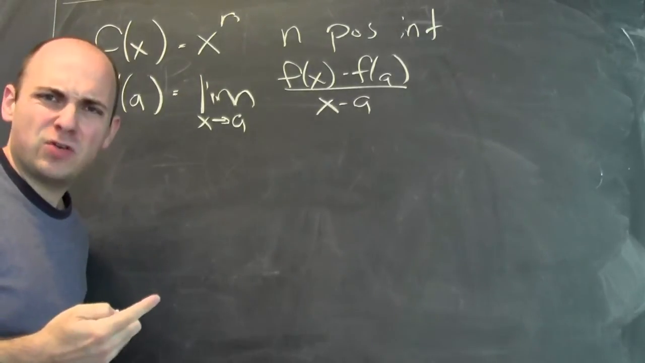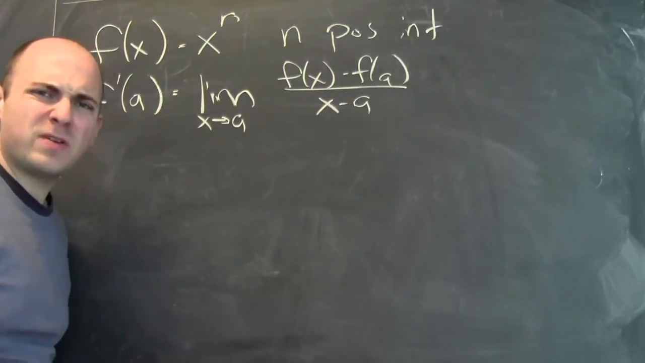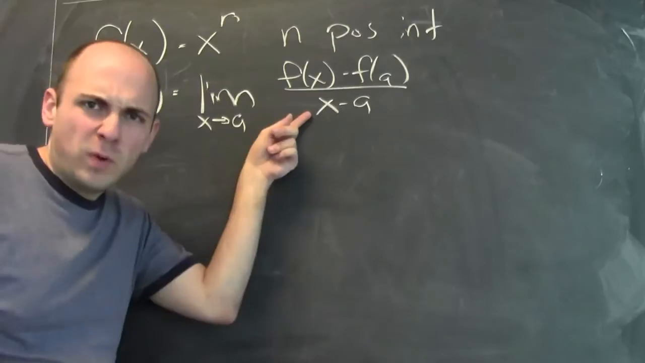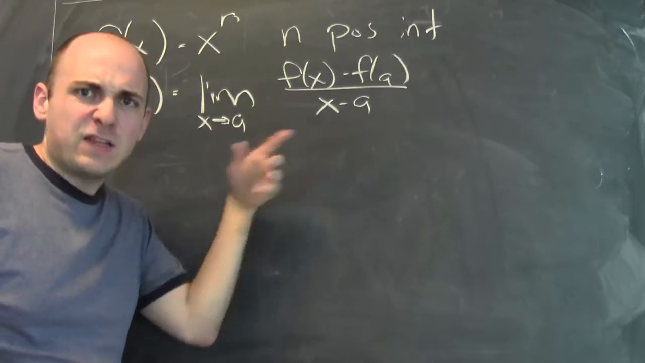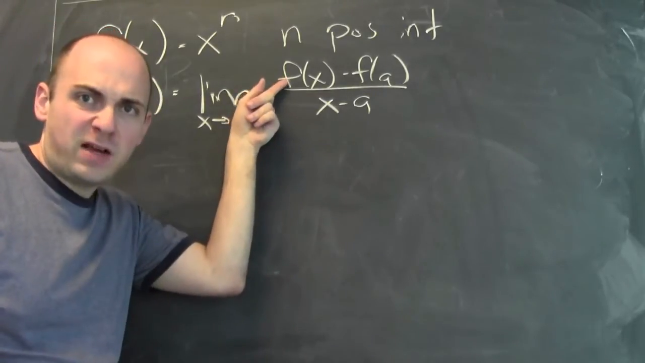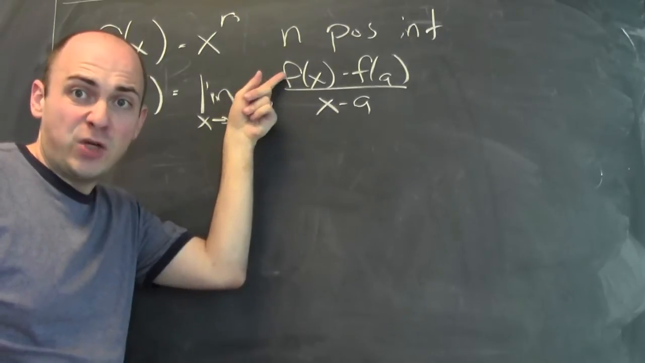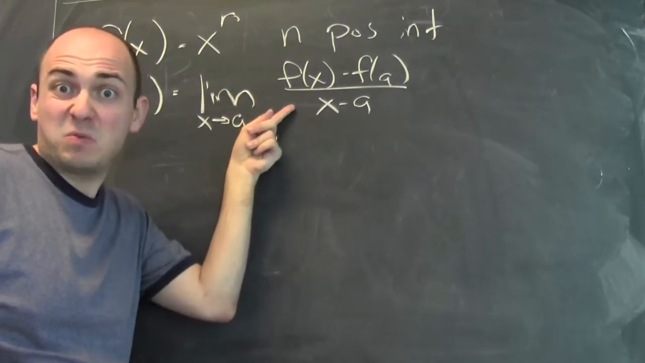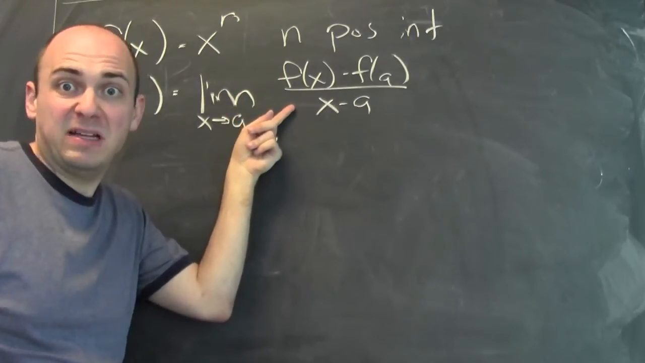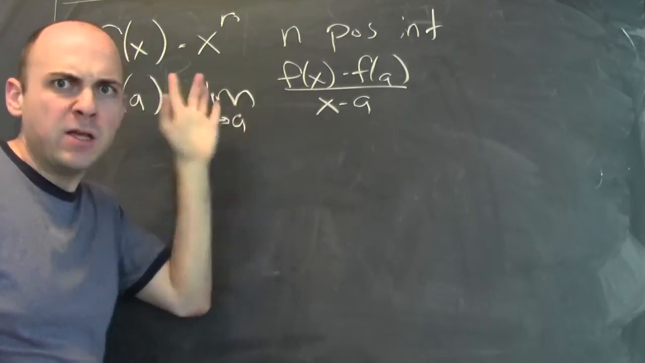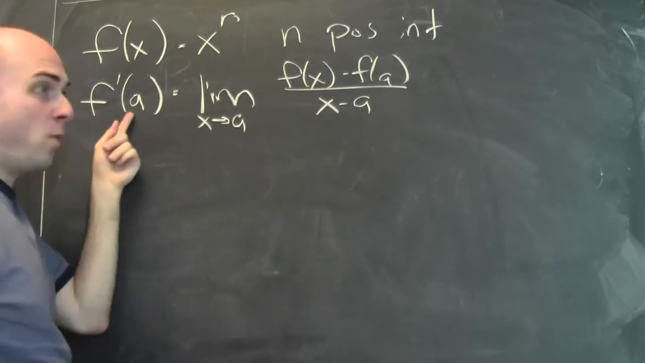Why is that the definition of derivative, right? Well, it's the definition of derivative because it's recording how the input wiggling, x minus a, is affecting the output wiggling, f of x minus f of a. And that ratio of output wiggling to input wiggling is what the derivative is measuring, right? It's how the input changes the output. So this is the definition of derivative at the point a.